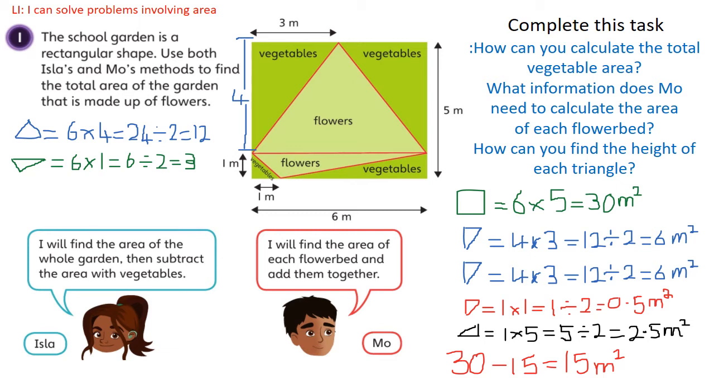So then Mo says, after I found the area of each flower bed, I add them together. So 12 plus 3 gives us 15 meters squared. Which method did you like the best? Why have you chosen that one?